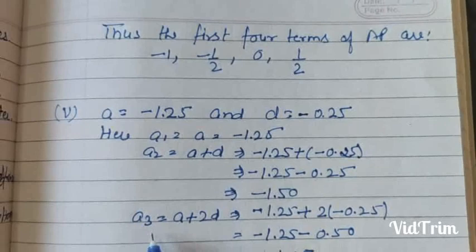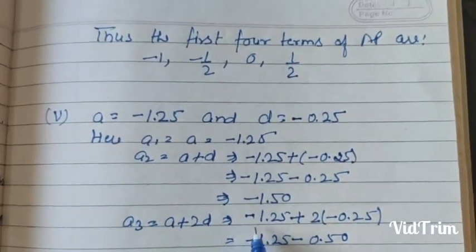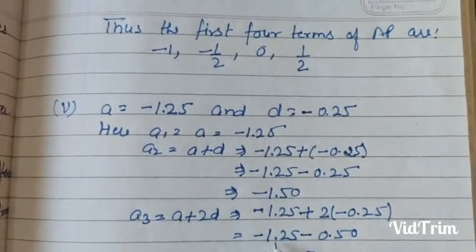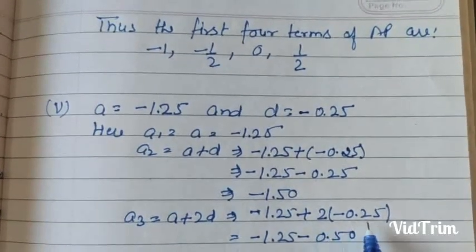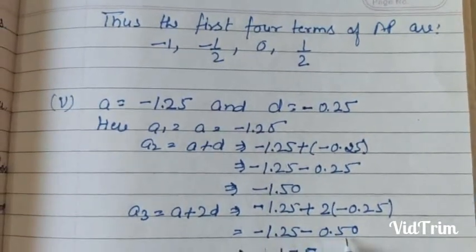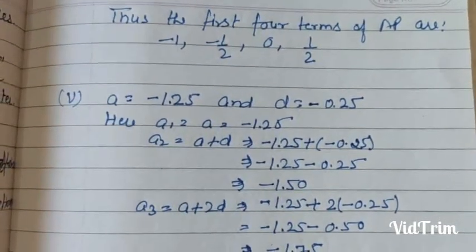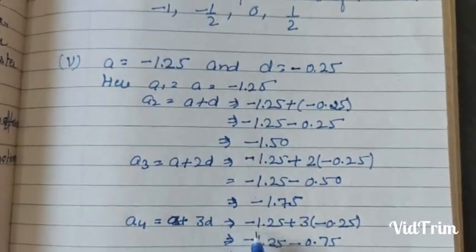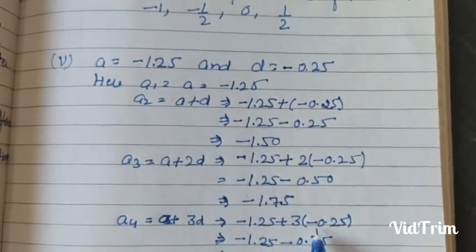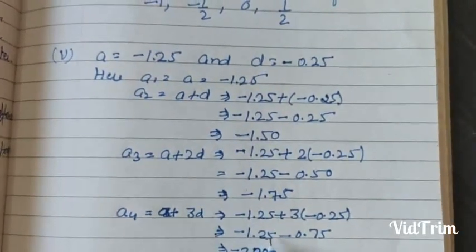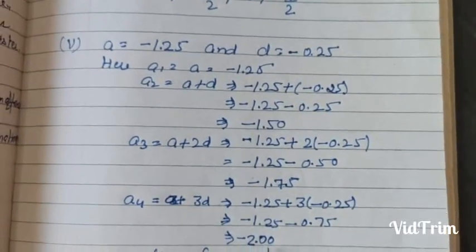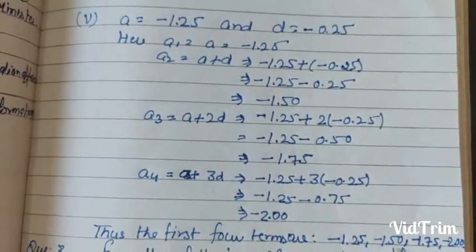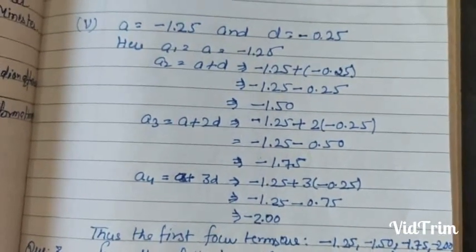And the third term, A3, becomes A plus 2D, that is -1.25 plus 2 into D, that is -0.25. Plus minus becomes minus, and 2 into 0.25 becomes 0.50. So after solving we get -1.75. Now the fourth term is A plus 3D, that is -1.25 plus 3 into -0.25, that is -1.25 minus 0.75, and it becomes -2.00. Thus the first four terms of the AP are -1.25, -1.50, -1.75 and -2.00.